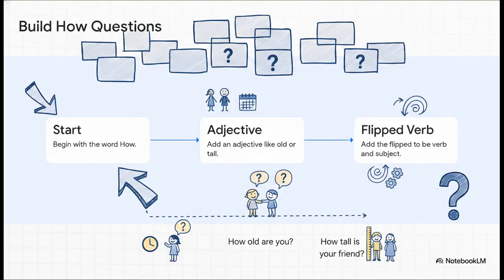Let's break down the exact scaffolding blocks to construct these inquiries. It's a super simple 3-step process. Step 1, start with the word how. Step 2, add your adjective of choice. So for example, old or tall. And step 3, add that flip to be verb and subject combination we just learned. So putting it all together, you get classic essential examples like how old are you? Or how tall is your friend? Or how old is he? You're basically taking the basic building blocks and snapping them together to create highly specific, powerful questions.